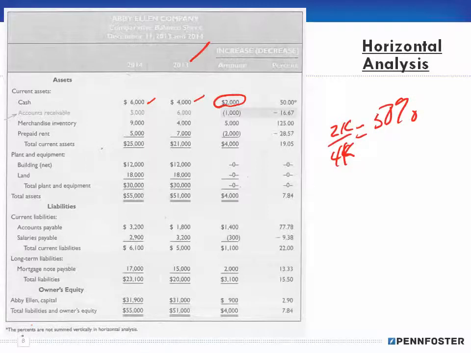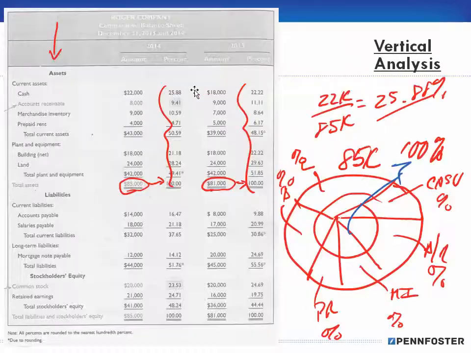As you can see down here in the bottom, it says the percentages are not summed vertically in horizontal analysis. When we're looking up here at the vertical analysis, my figures are being summed. In other words, I add 25, 9, 10, and 6, and I'm going to end up with this 50.59 because it's individual to this particular year. So I'm able to sum up those figures as I go down the page where appropriate.